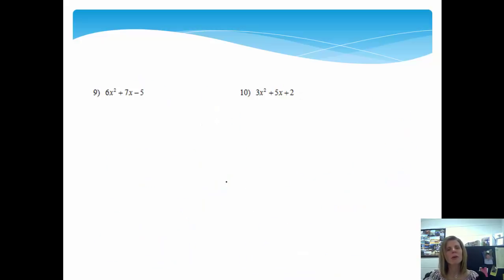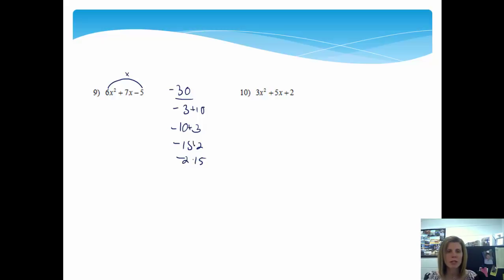Okay, I'm going to do one more with you, and then you get number 10 on your own. Here we go. Same thing, it is a quadratic trinomial, so we are going to take 6 times negative 5. That's going to give me negative 30. What times what gives me negative 30? Let's see. We're going to have negative 3 times 10, negative 10 times 3, negative 15 times 2, negative 2 times 15. I could keep going if I have to, but let's see if one of these work.